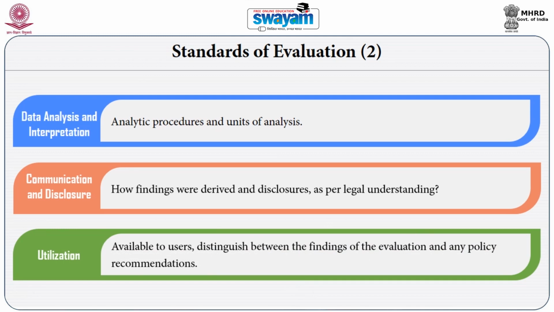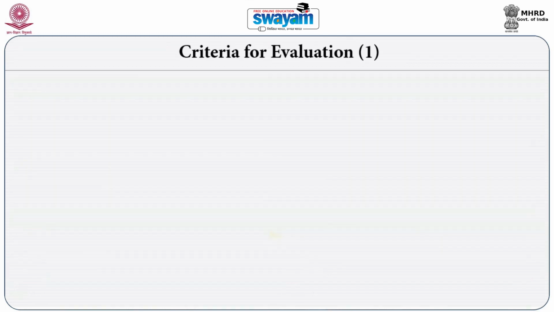Lastly, it is the question of utilization. How useful it is to the policy makers. So it should be made available. The findings of the evaluation should be made available to the policy makers before relevant decisions are made, and there should be a clear distinction between the findings of the evaluation and any policy recommendations therein. Only when such a distinction is made, it helps the decision makers to use the evaluation findings for effective policy making. The next step is the criteria for evaluation.